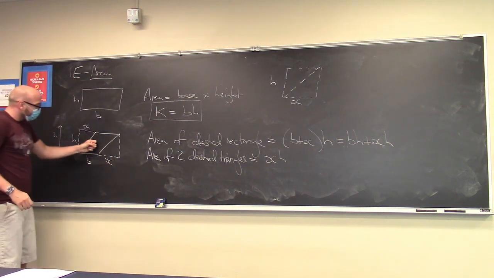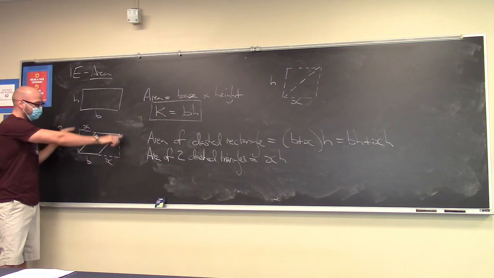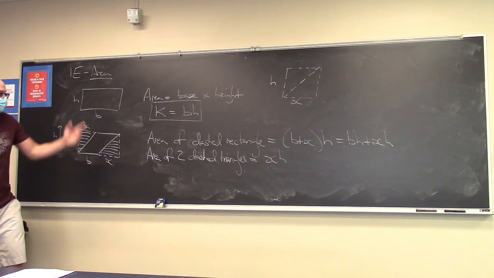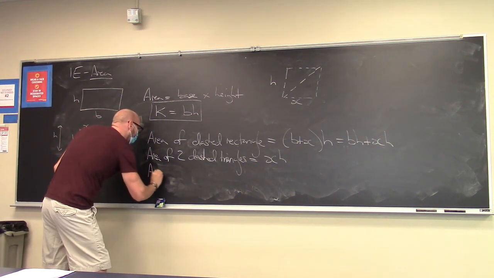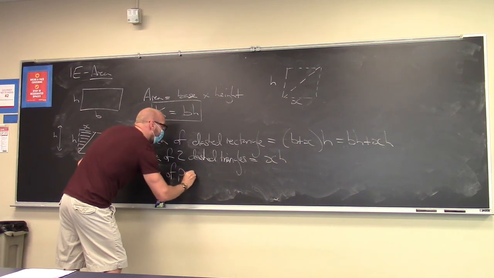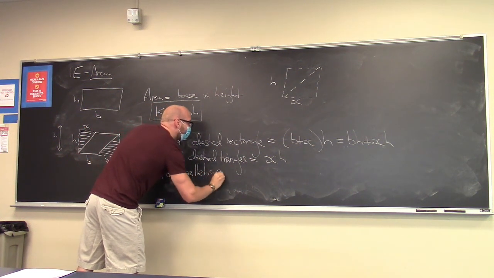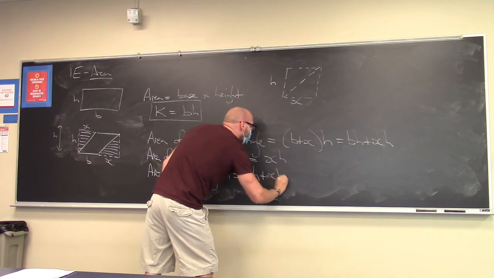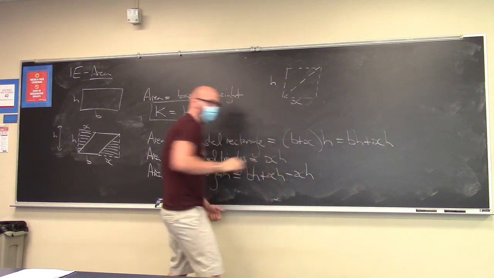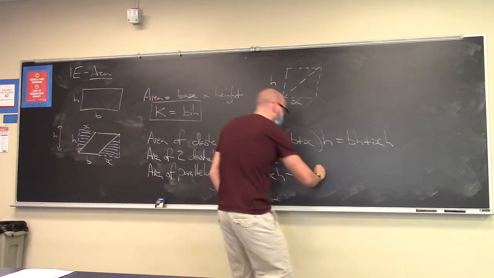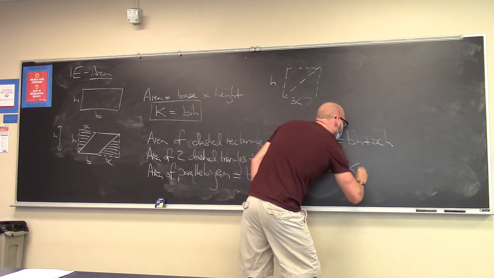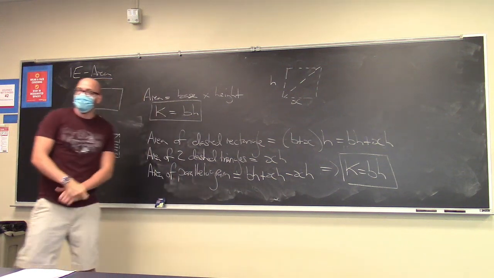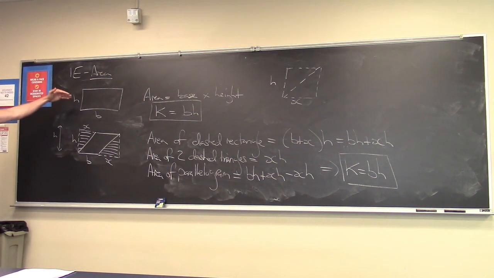So the area of the parallelogram is the difference, right? We'll take the rectangle, subtract off those triangles, and we're left with the area of the parallelogram. Area of the parallelogram is BH plus XH minus XH. So we have this formula here as well for parallelograms. Area is base times the height.